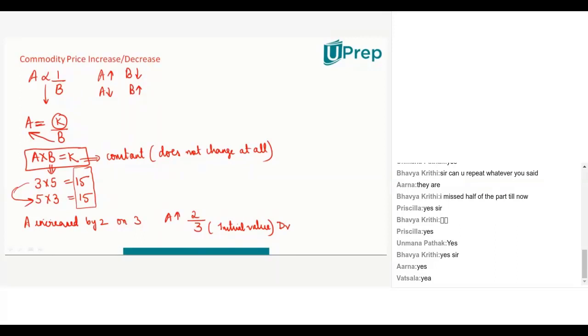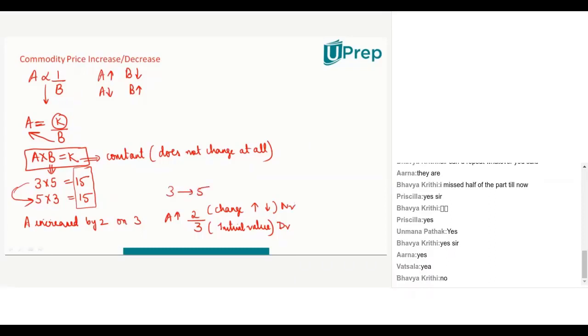Now, what is the numerator going to represent? It is going to represent the change. This can either be an increase or it can be a decrease. This is the numerator. Now, we had A into B equal to K. I took two very simple numbers, 3 into 5 equal to 15, 5 into 3 is also equal to 15.